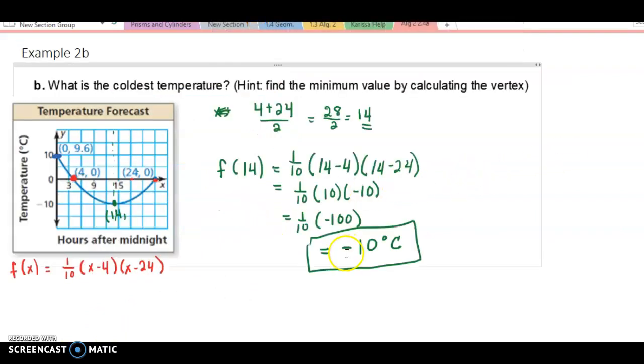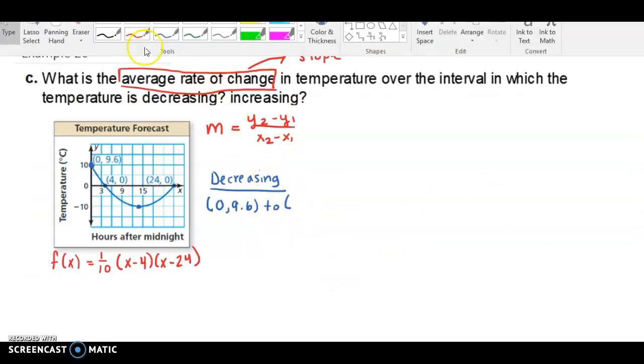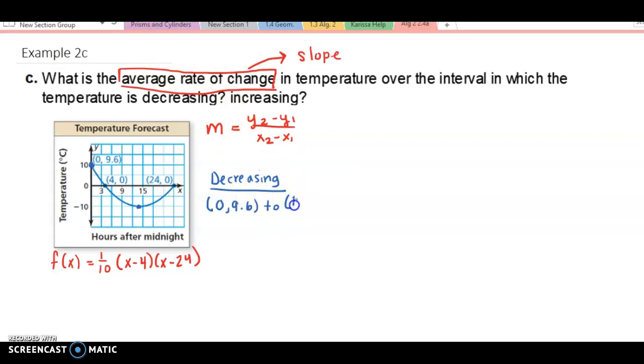I forget what it was. It was (14, -10). Okay, so I'm going to write (14, -10).